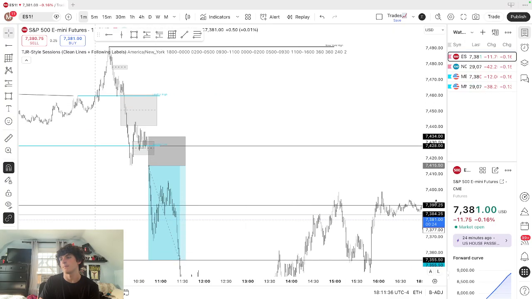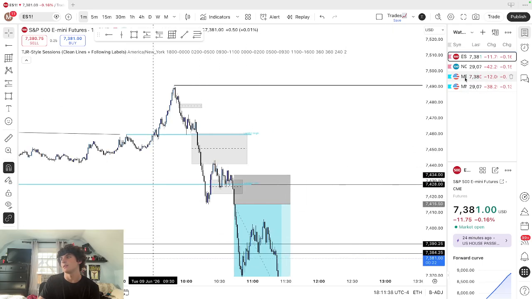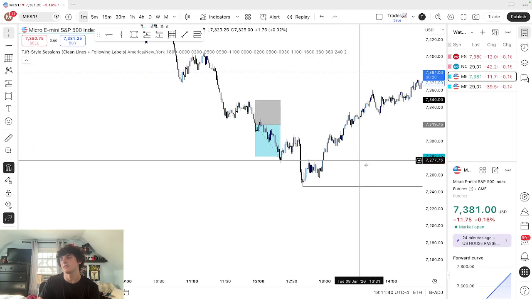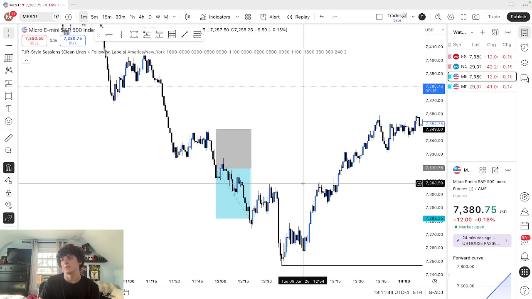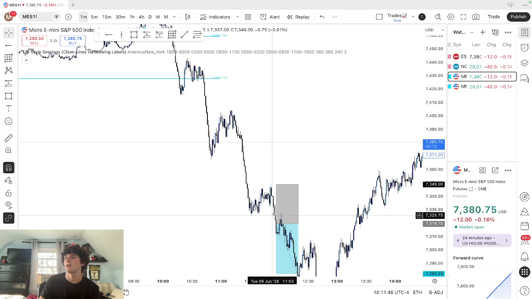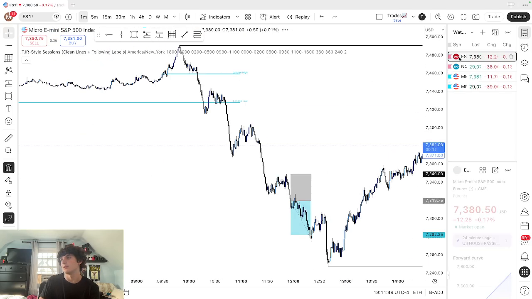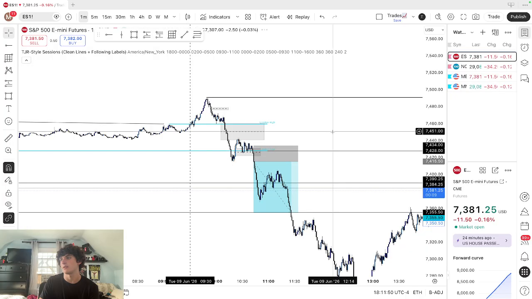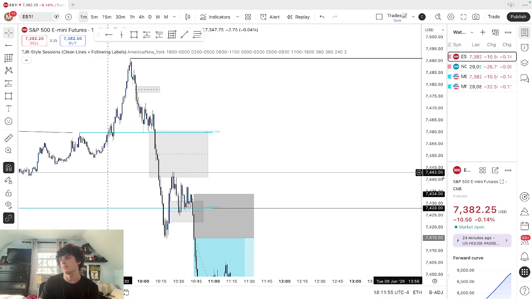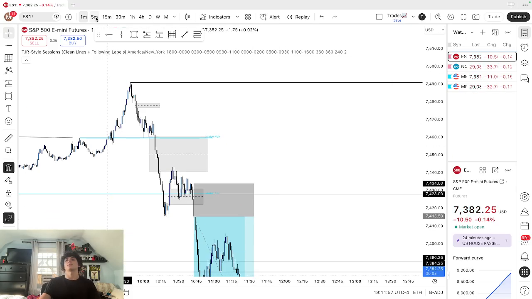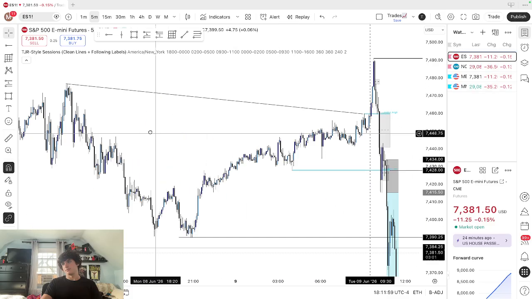But this is actually the trade that I took today. Sad little baby trade. It was a 1 to 1.2. Sad little baby guy. But yeah, we're still gonna go over what my bias and everything else was.